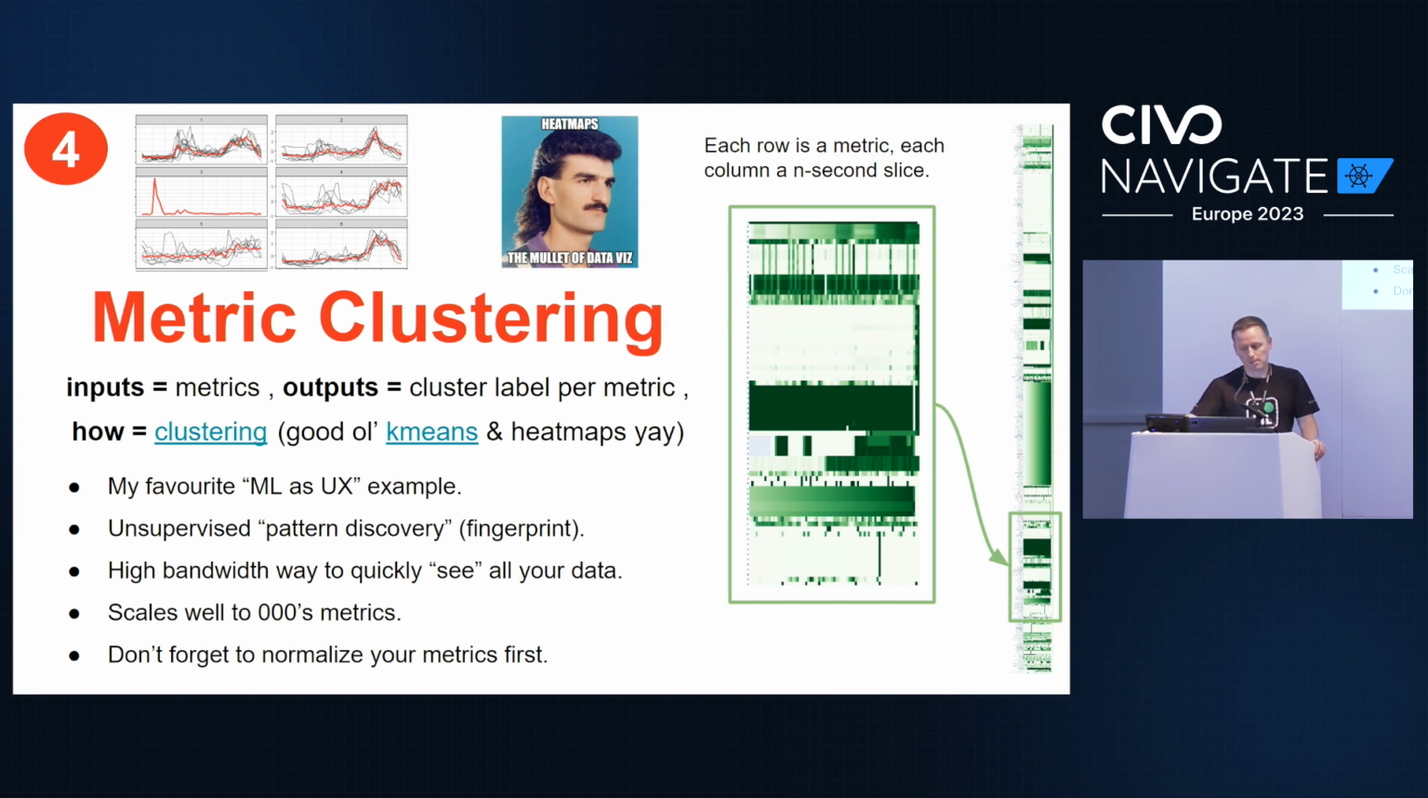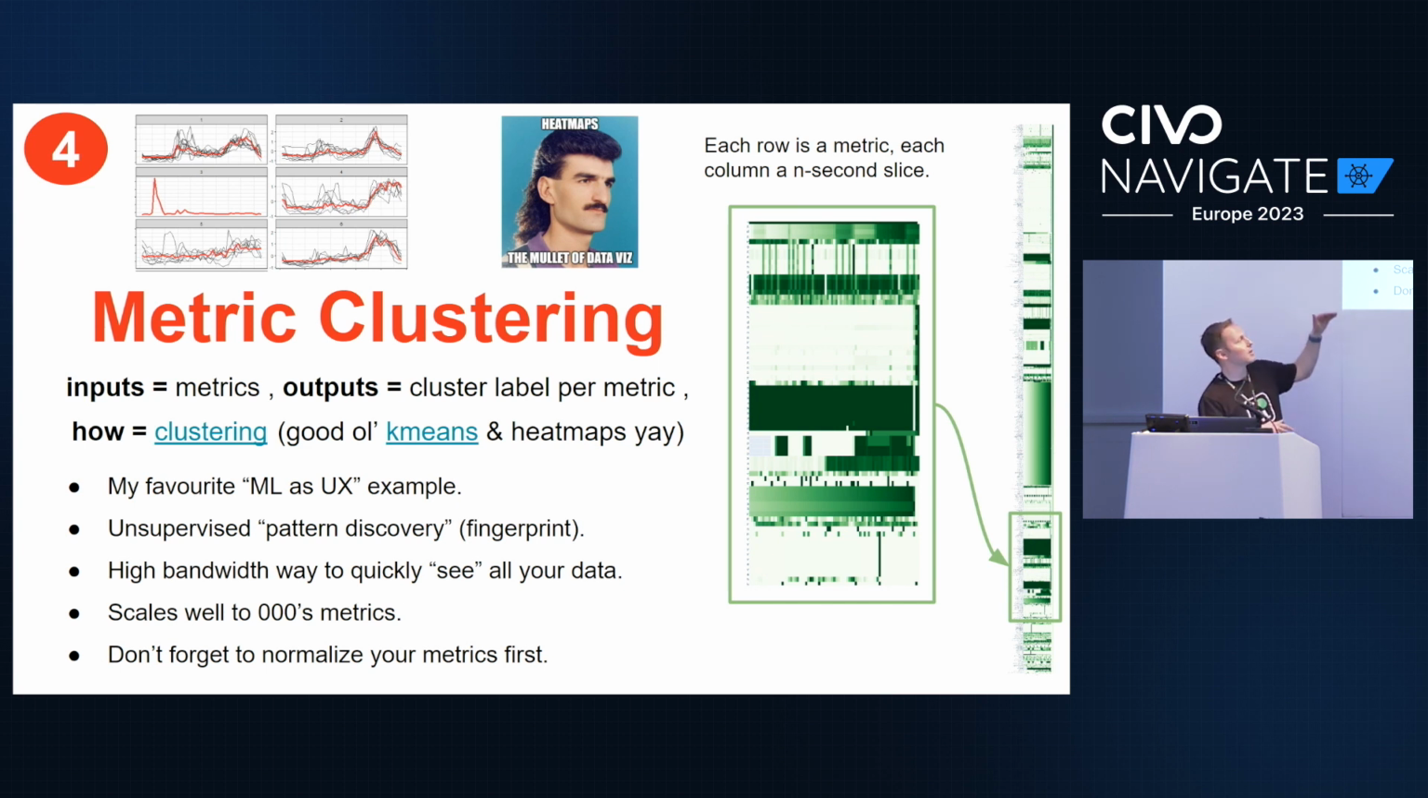This is a perfect use case for clustering. The inputs here are all your metrics, and the output is literally a cluster label per metric. However many clusters you have, it's just an integer to say this is cluster 0, this is cluster 2, and then you can just do something like k-means. The big DNA fingerprint-looking thing on the side there is actually a heat map of, I don't know, like 5,000 metrics on a node, a couple of nodes, and what you do is sort the rows based on the cluster label, and then you can see different patterns that appear.